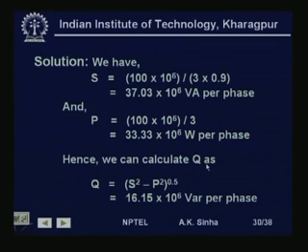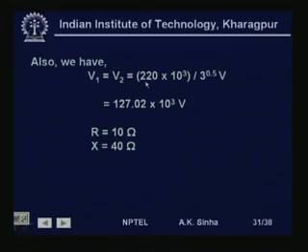Therefore, we can calculate what is the value of Q. Q will be the square root of S square minus P square. So, this comes out to be 16.16 megawatt per phase. Now, we have V_1 equal to V_2 equal to 220 kV, and since we want to work on a per phase basis, we divide it by root 3. So, we will get the line to neutral voltage. So, 220 into 10 to the power 3 divided by root 3 volts, this is coming out to be 127.02 kilovolts. Now, R is given as 10, X is given as 40.